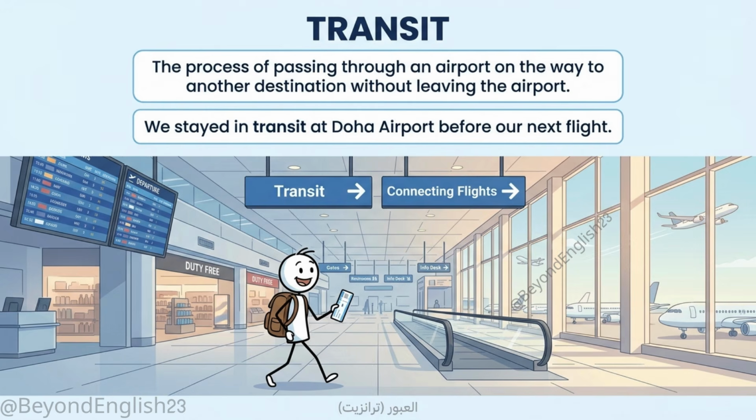7. Transit. Transit is the process of passing through an airport on the way to another destination without leaving the airport. Passengers usually stay in the airport while waiting for their next flight. Example: we stayed in transit at Doha Airport before our next flight.